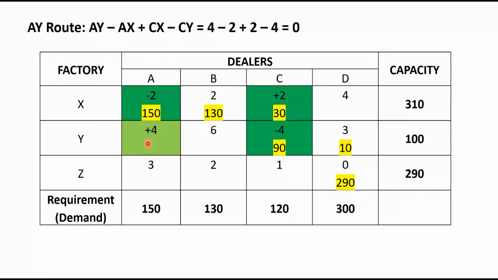So for +4, we will be adding 90. For -2, or for the AX square, we will be deducting 90. So that will be 150 minus 90. And for the CX square, we will be adding 90 because it is a positive sign. So 30 plus 90. And then for the negative, or for the CY square, we will be subtracting 90. So the new table will have to be 90. This will be 60. This will be 120. And this will become 0.